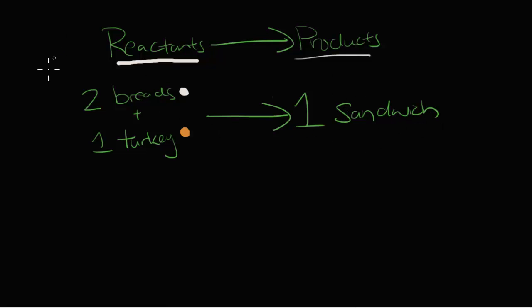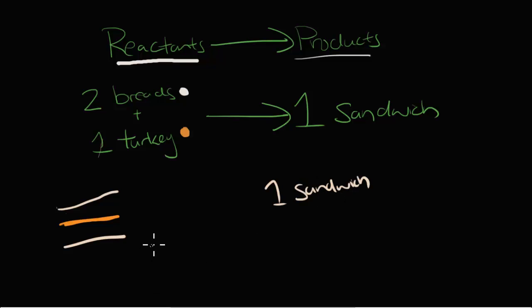Pretty easy to grasp. So if I had, say, 1 slice of turkey, represented by this line right here, and I had 2 slices of bread, one here, one here, that would probably yield me 1 sandwich, right? So here's my question. What if I had 2 slices of bread and 2 slices of turkey?